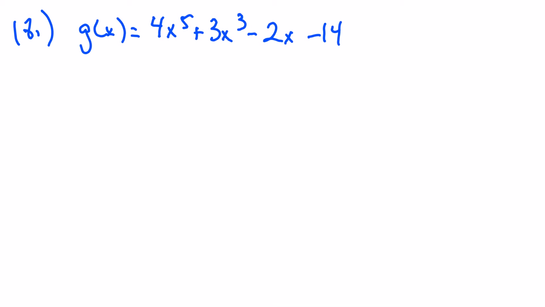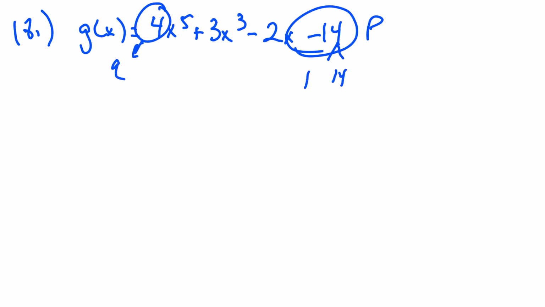So I go through. I have g of x equals 4x to the 5th plus 3x cubed minus 2x minus 14. There's my p. There's my q. 14 is 1 and 14, 2 and 7. Q is 1 and 4, and 2 and 2. Remember, I don't need to do 2 twice because it's a repeat.